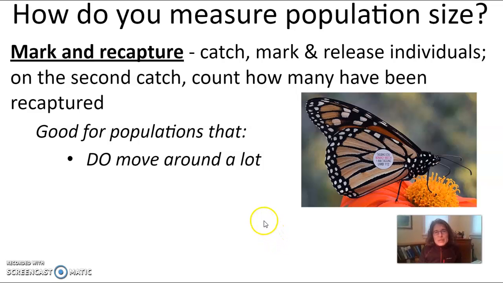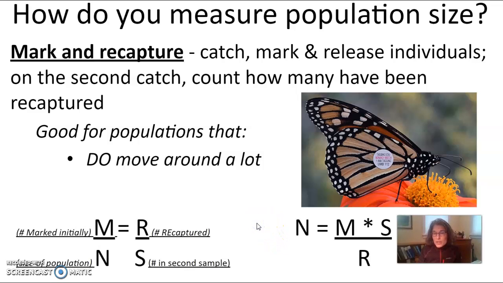Hello, APES crew. It's Miss Lenorovitz again, and I want to give you an introduction to the lab that you're going to try out in today's class. So you've been learning about how we estimate population size, and the lab that you're going to practice with today is actually going to let you try out the mark and recapture method.